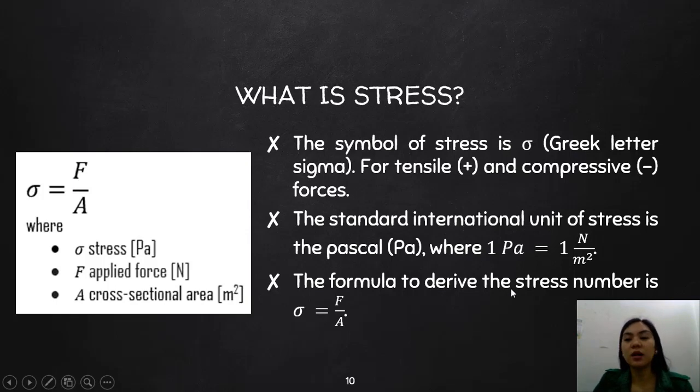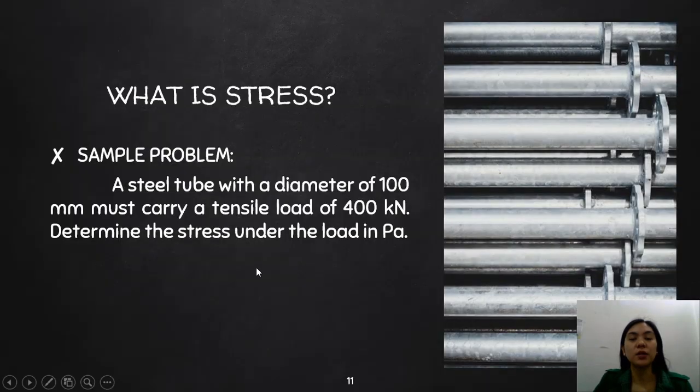So the formula to derive the stress number, which I already introduced, is sigma equals force over area. So let's try to solve a sample problem regarding stress. It says here, a steel tube with a diameter of 100 millimeters must carry a tensile load of 400 kilonewtons. You are to determine the stress under the load in terms of Pascal.